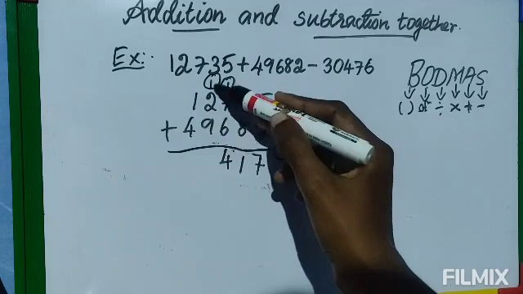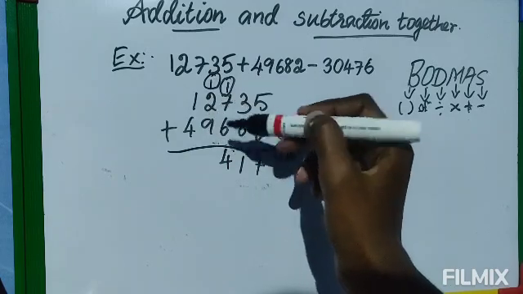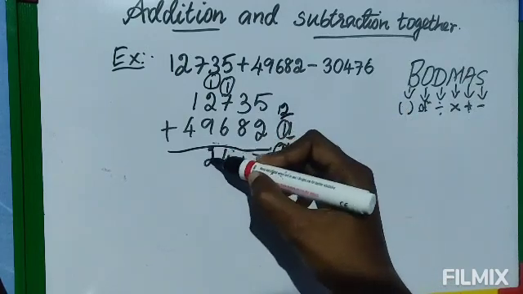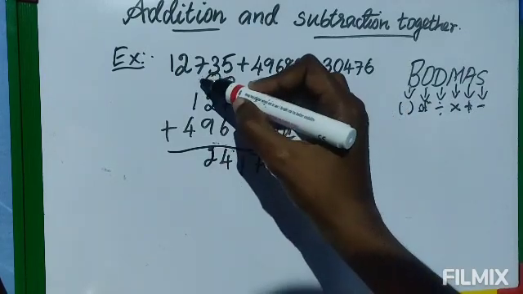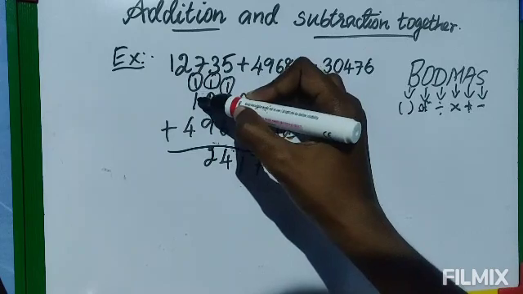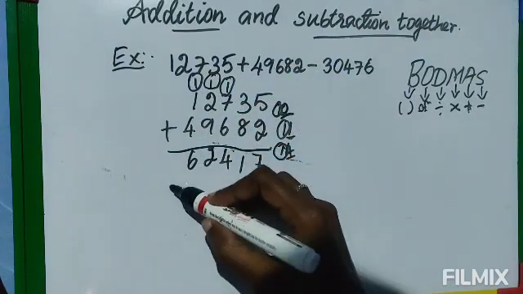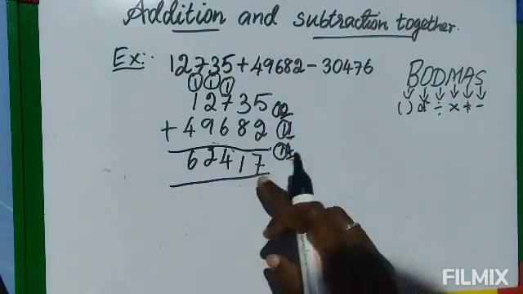Again, make an easy one. 9 plus 1, 10. 10 plus 2, 12. So in 12, the right side number 2 you write here, and the left side 1 you carry to the next digit here. Now 1 plus 1, 2. 2 plus 4, 6. Okay, so this is the addition answer.